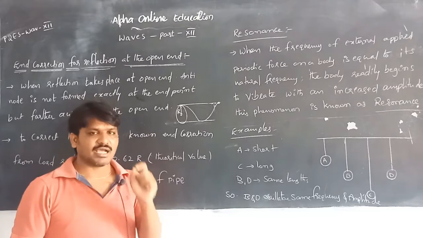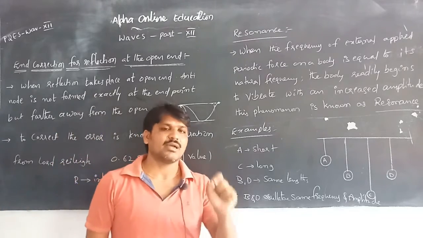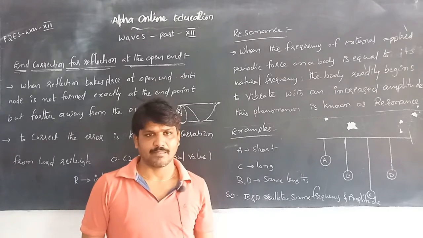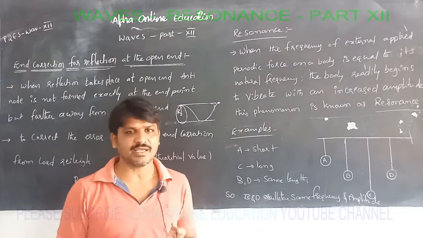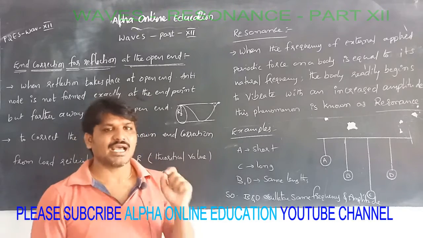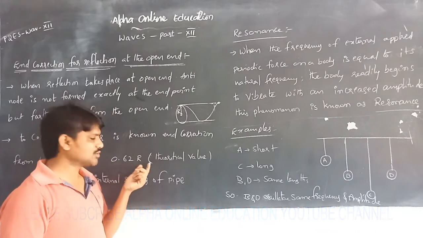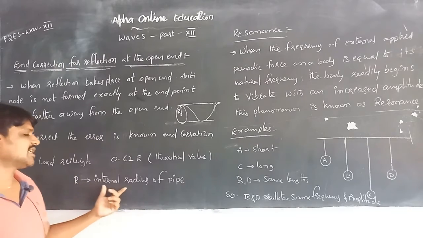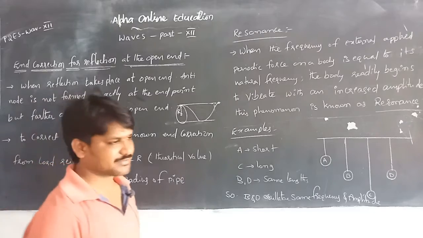First of all, according to Rayleigh, the antinode does not form at the end of the open end, but farther away from it. So a distance error occurs in the length of the column. To correct that error, Rayleigh gave the theoretical value 0.62 R, where R is the internal radius of the pipe. So this is the end correction.